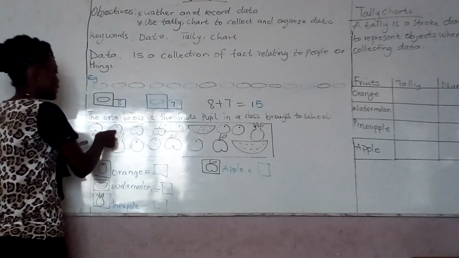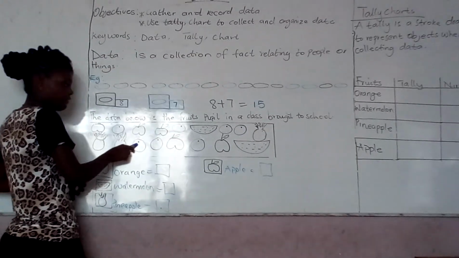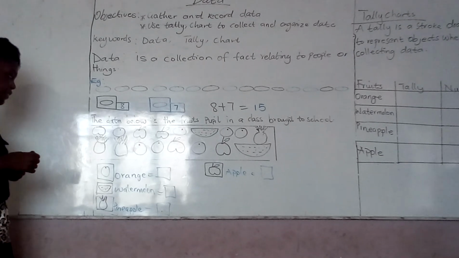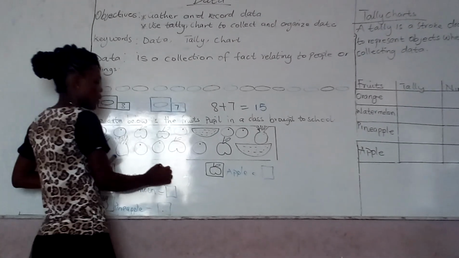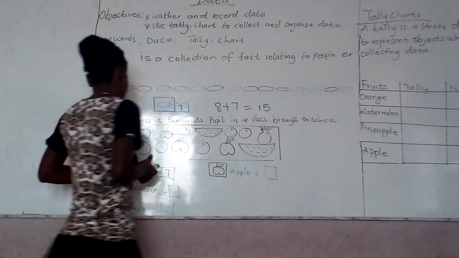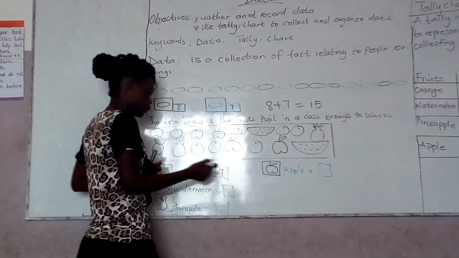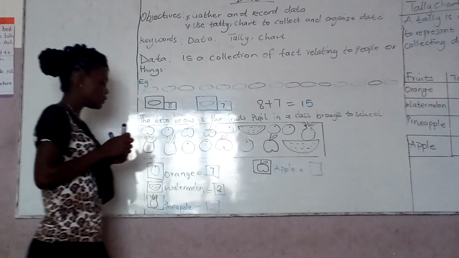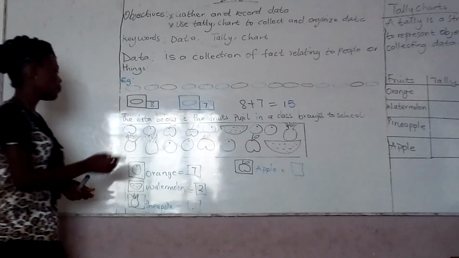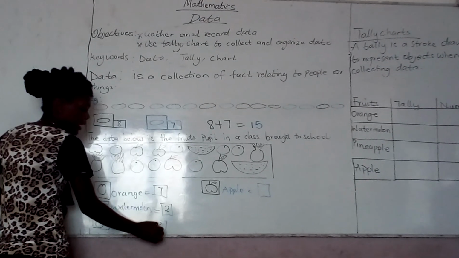So we have 1, 2, 3, 4, 5, 6, 7. The children brought 7 oranges. So we write our 7 here. How many watermelons were brought? We have 1, 2. 2 watermelons. And then we go towards pineapple. The pineapples are 1, 2, 3. So we have 3 pineapples.